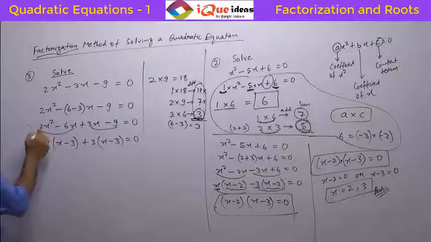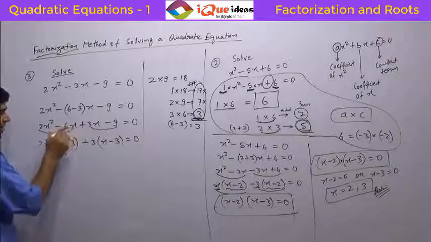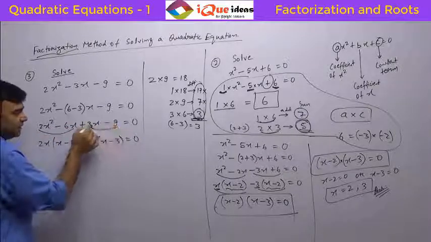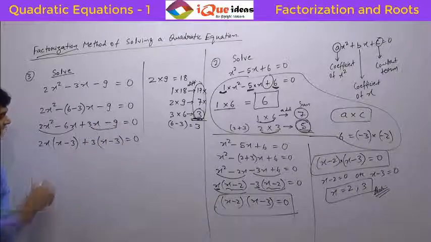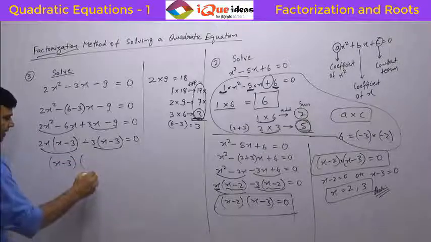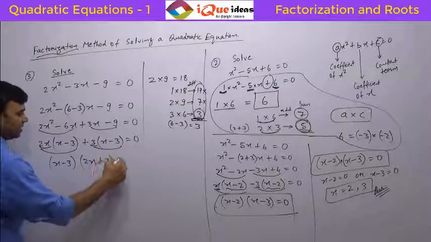I hope you can see, from 2x square, if you take 2 out, x out, 1x will remain. From 6x, you take 2 out, 3 will remain, x is already out. From 3x minus 9, 3 out, so x will remain, and from 9, 3 will be remaining there. Now, if you take out x minus 3 from these two things, we will have from here 2x, and from here plus 3, that is equal to 0.